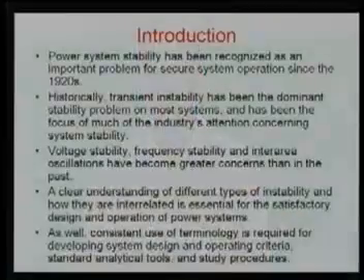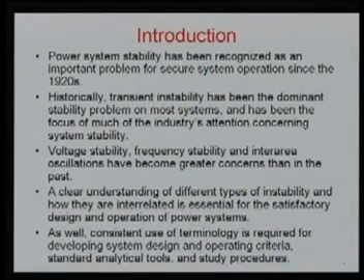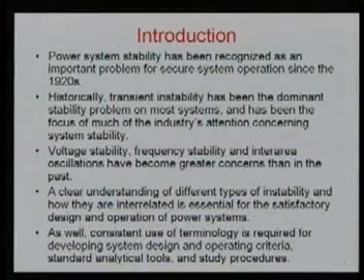To introduce this definition, let us see why stability analysis is required at all. Power system stability has been recognized as an important problem for secure operation of the system since the 1920s. In the 1920s, there was the first case of system instability, and after that it has gained momentum, and now we are doing a lot of instability analysis to say whether your system is stable or not. Historically, transient stability has been the dominant stability problem on most systems and has been the focus of much of the industry's attention concerning system instability.